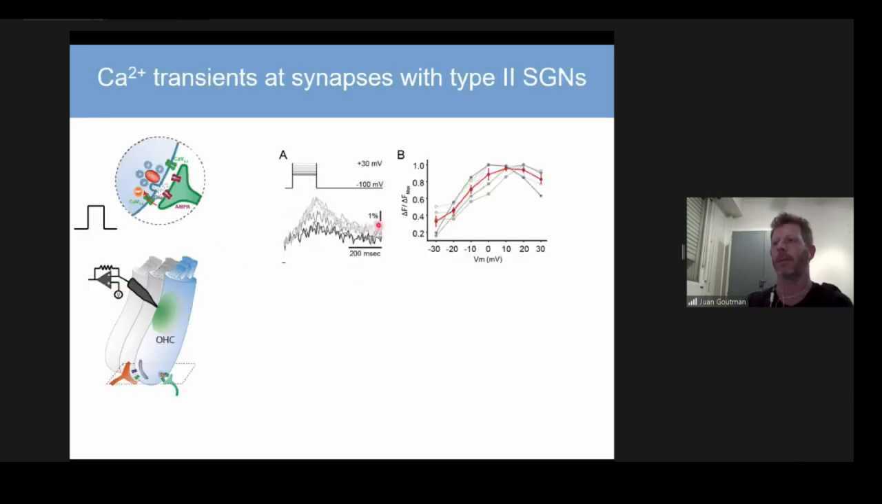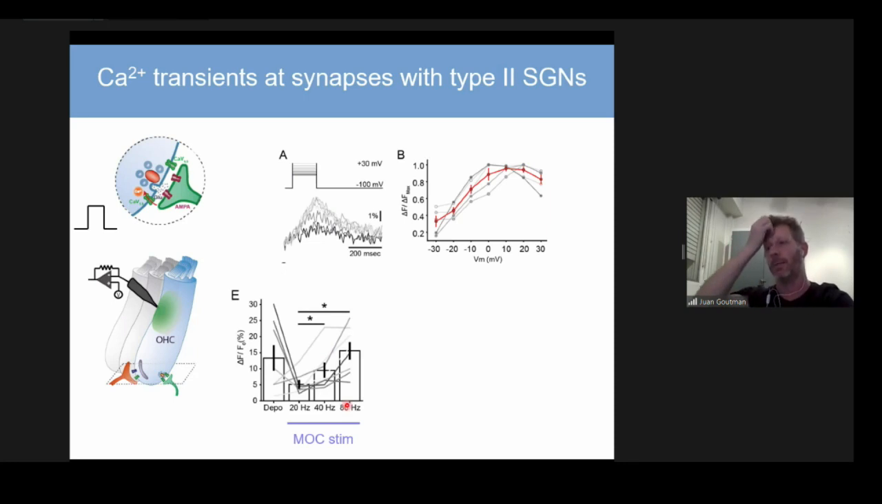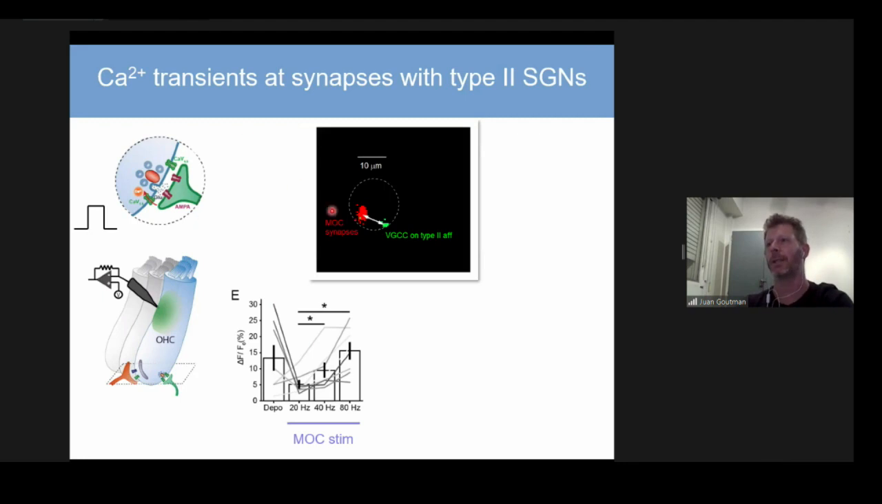Through the patch electrode, these are some transients that you can see recorded when you step the hair cell, as large as those obtained with the MOC stimulation. Because there were previous reports saying that there were few channels and the currents were actually negligible.